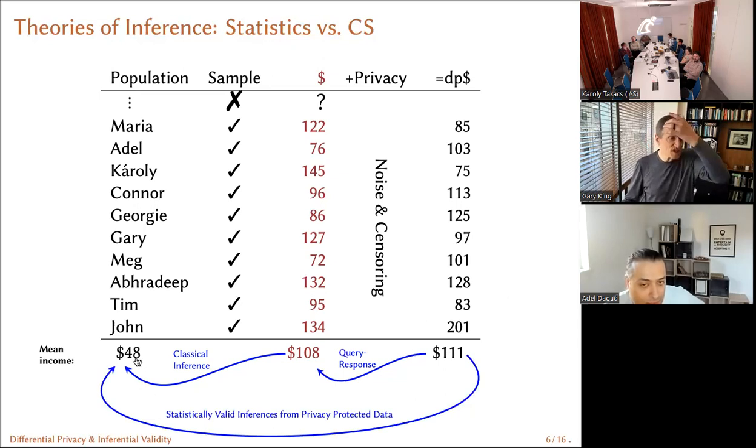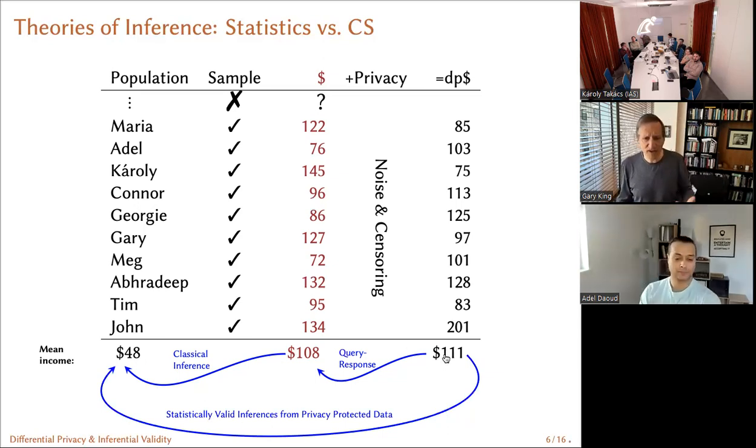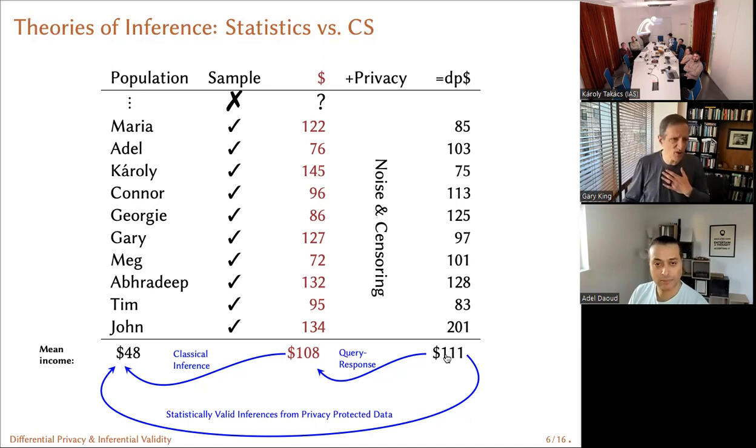So that's the statistical problem that the computer scientists haven't really paid attention to, and that's what my co-authors and I are going to try to add here. We know that if we add differentially private noise in this way, we will absolutely protect individual privacy.